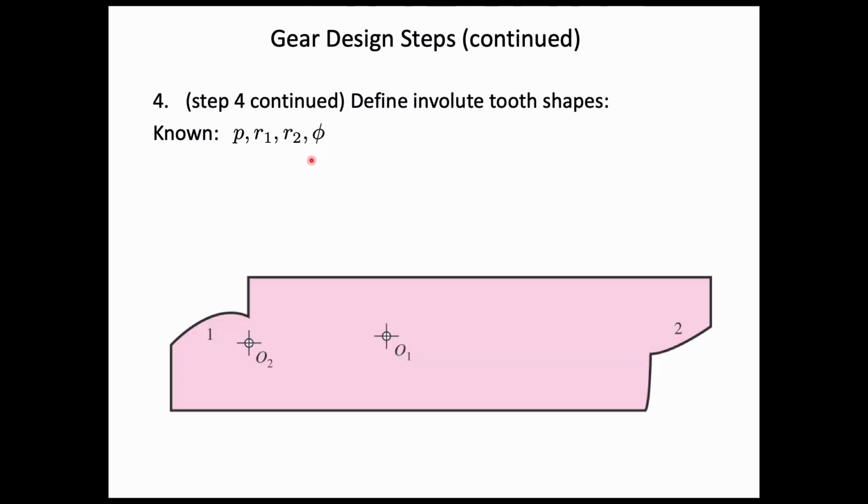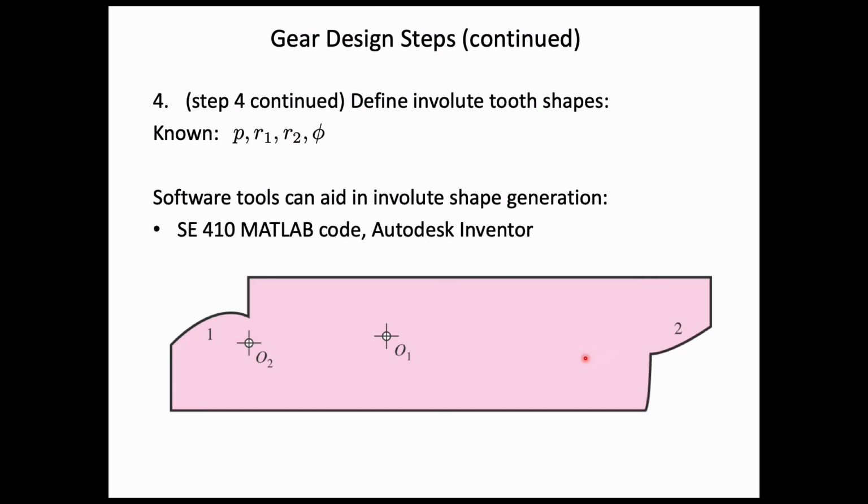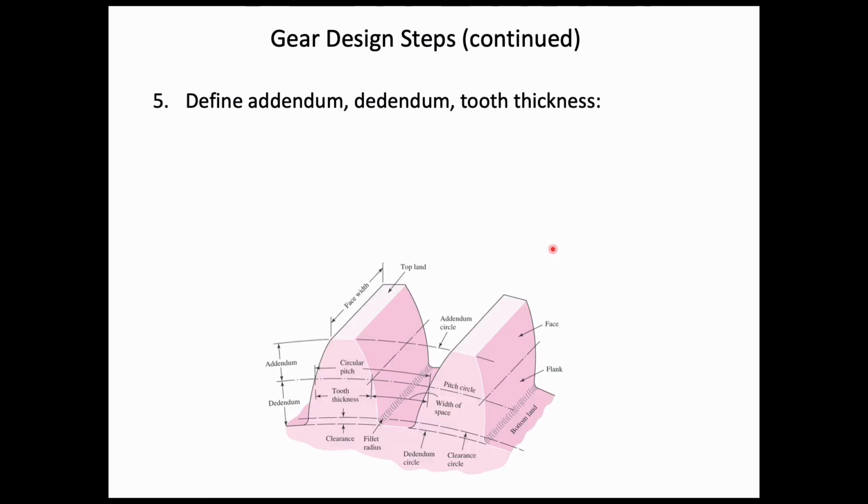One way of defining or expressing it is using this template. There are also software tools that can help in generating involute tooth shapes. For example, the MATLAB code that I mentioned earlier regarding a previously assigned homework problem, and then also commercially available tools such as Autodesk Inventor have involute shape generators. The final step is to define the addendum, dedendum, and tooth thickness.